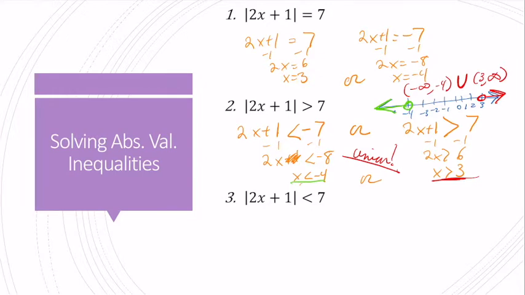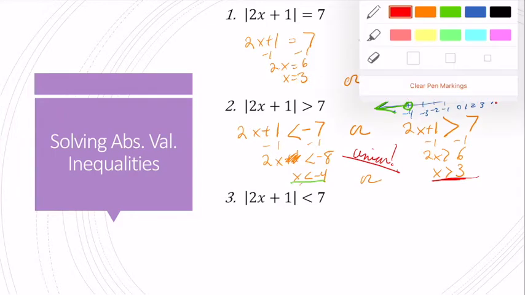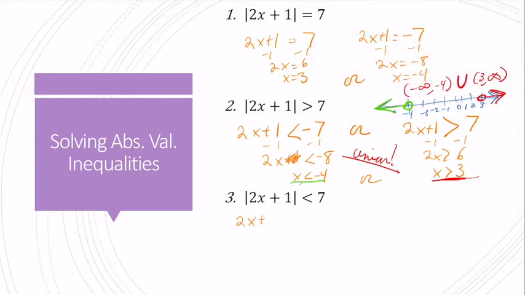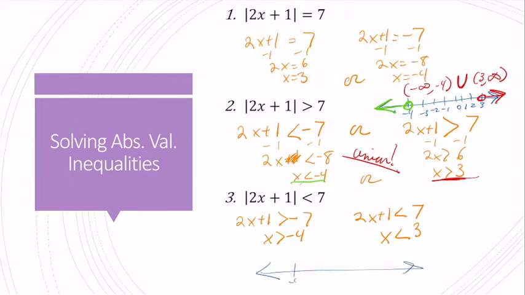Next, I have the absolute value of 2x plus 1 is less than 7. So for less than, we use and. I'm going to rewrite this. I've got 2x plus 1 is greater than negative 7, and 2x plus 1 is less than 7. I'm going to solve these. I get that x is greater than negative 4, and I get that x is less than 3. I'm going to go ahead and draw a beautiful number line again so we can compare our solution sets.